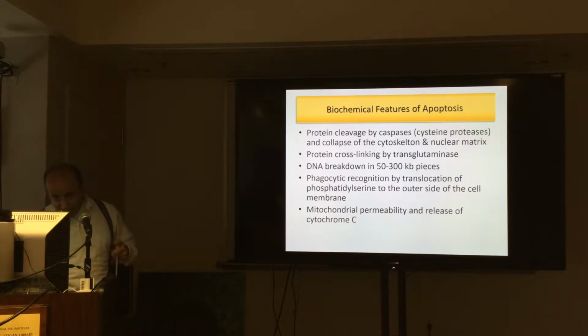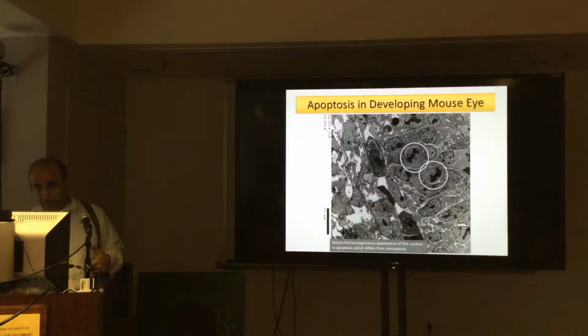So these are some of the biochemical things that happen, which is the cleavage of the proteins and the collapse of the cytoskeleton and the nuclear matrix, the DNA fragmentation, and also the transfer of the phosphatidylserine to the outside, and this is the signal for the macrophages to engulf the apoptotic body. And, of course, the famous release of the cytochrome C from the mitochondria.